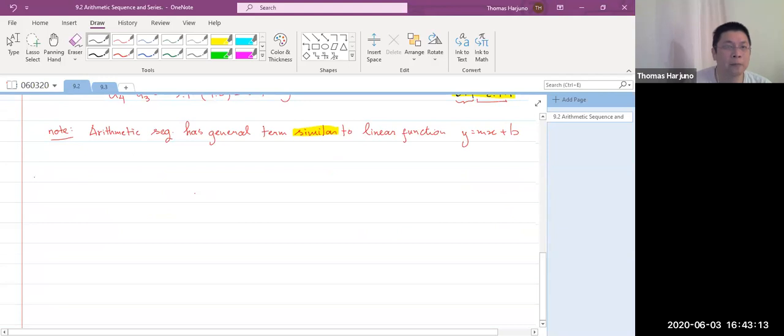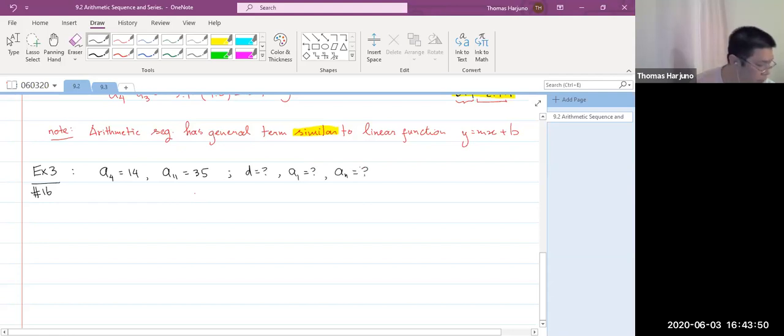Let's see another example. Suppose I do example number 16, number 16 in our textbook at 9.2. It gives here the fourth term is 14. The 11th term is 35. The question is find the common difference. And I will do a follow-up, find the first term, and therefore later on we are able to find the general term, okay? Even though what they ask here is only the common difference.